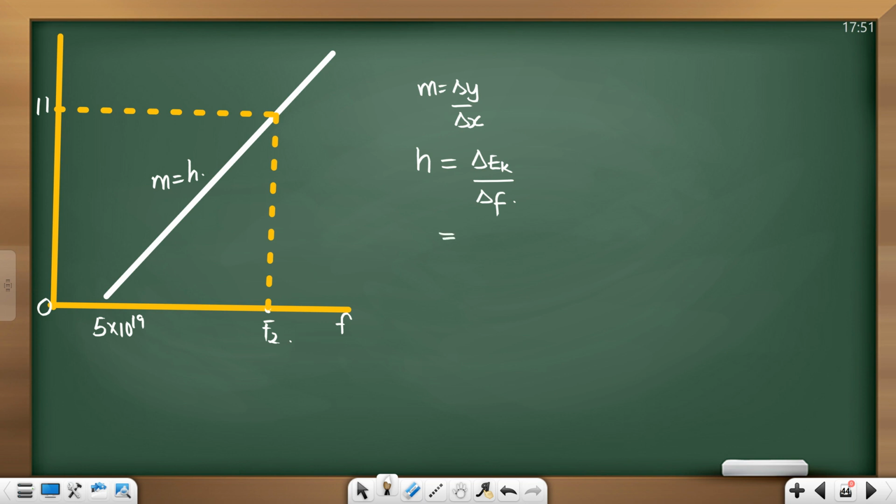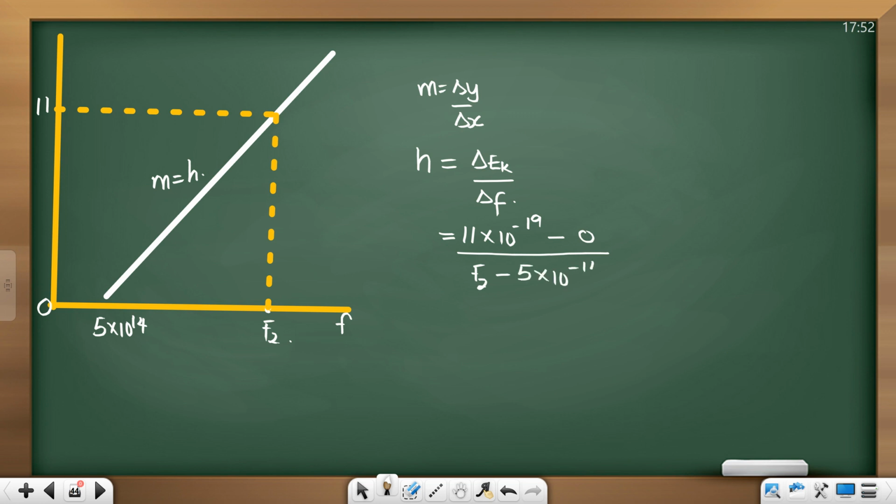Oh, what is this? 11 times 10 to the power, is it negative 19? Are you sure? Okay, I don't trust you. Negative 19. You say, I made a mistake here. That's why I don't trust you. This one is 14. I wrote 19 and you all agreed. No, I trust myself. I wanted to test you if you are following, but I see that you're not following. All right. Minus 0. Does that make sense? Over what? F2 minus 5 times 10 to the power 14. But what is H? 6.63 times 10 to the power negative 34. Do you notice the only thing missing is F2?